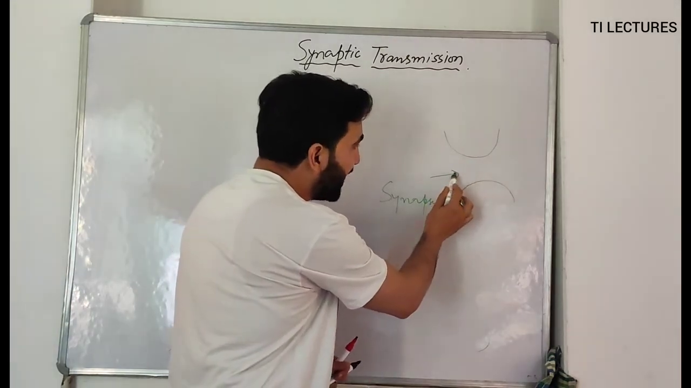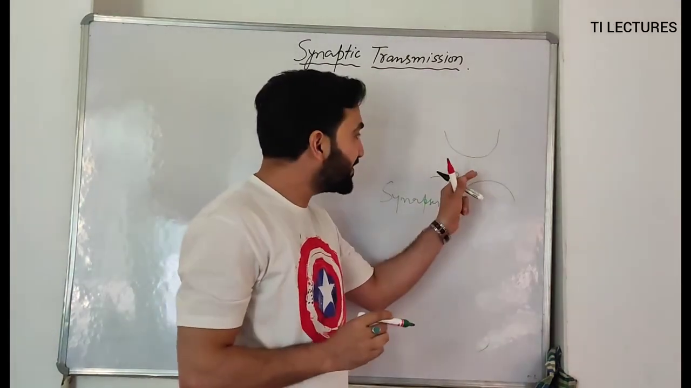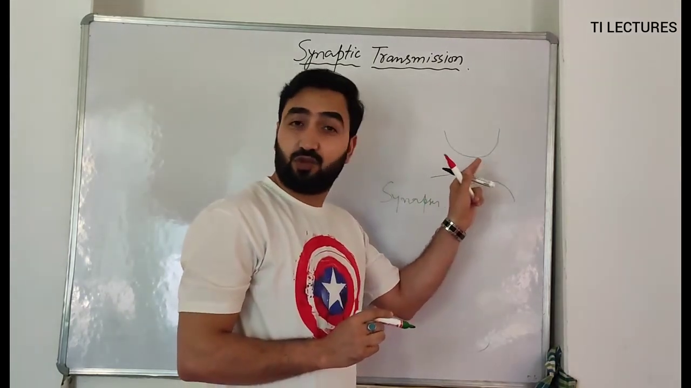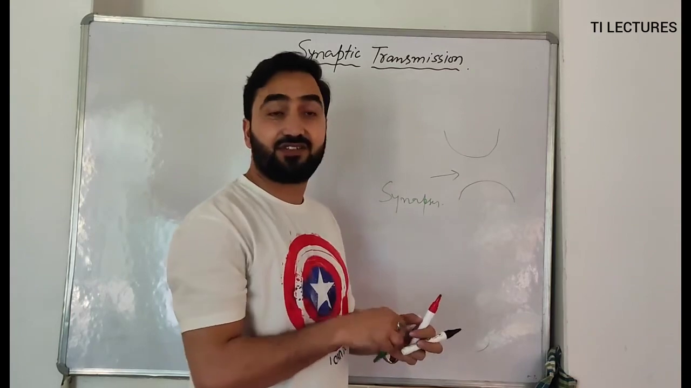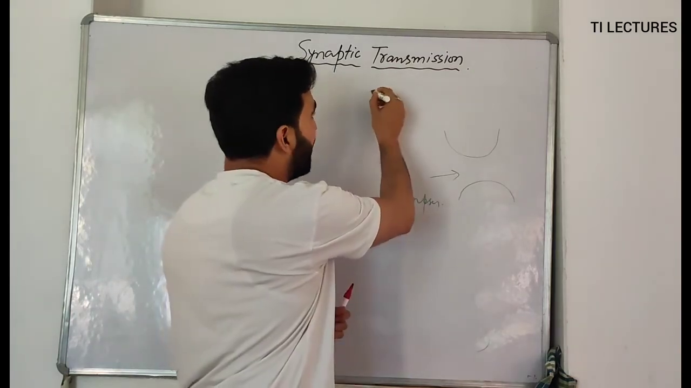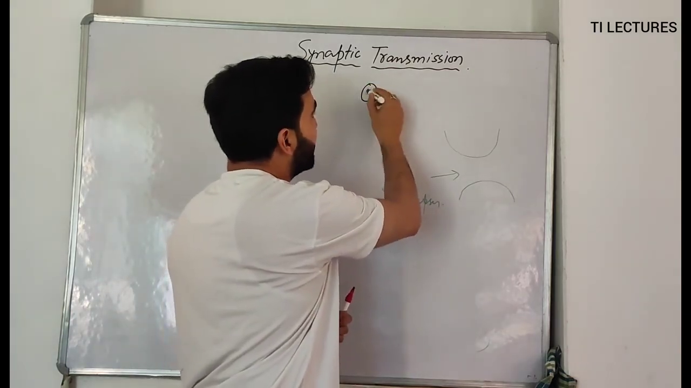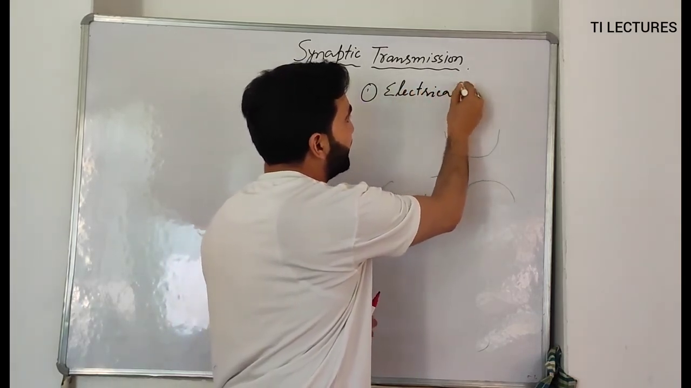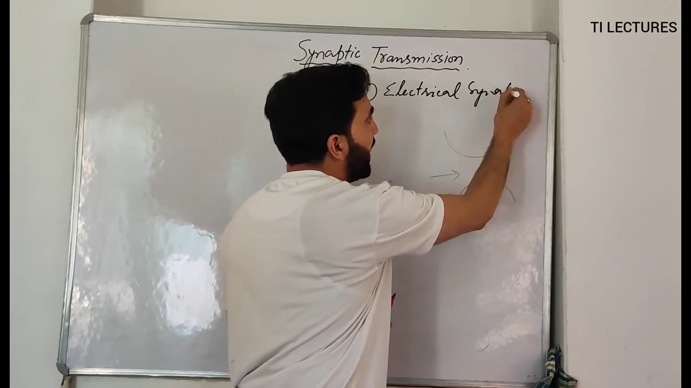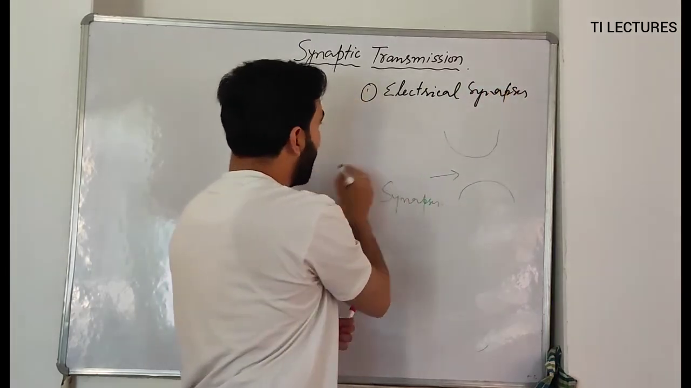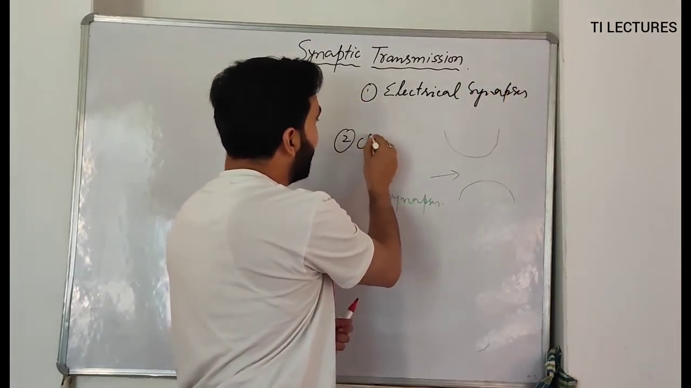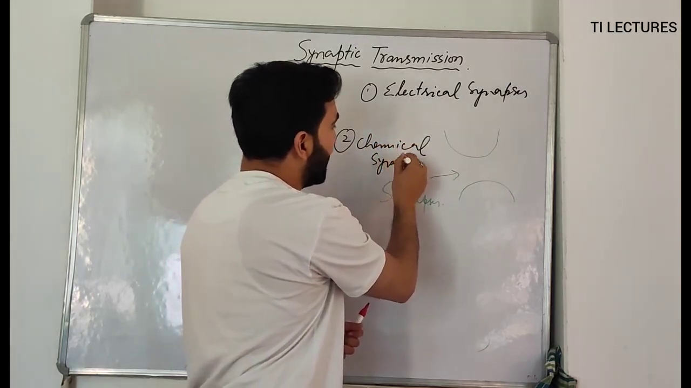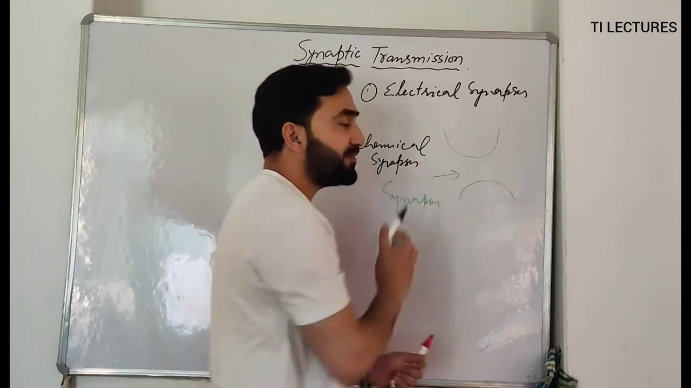So this synapse, structurally, if we see, there are two distinct types of synapses, right? One is called the electrical synapse, and the second one is called the chemical synapse. Electrical synapse and chemical synapse.